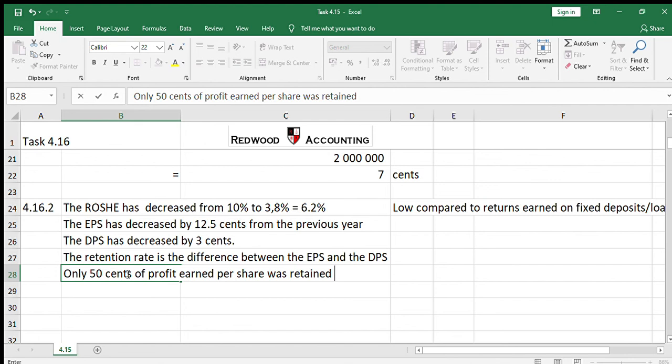So this doesn't bode well for the future as well. That means that the retained income is not as high as it was in the past, or they haven't retained enough. And you can look at the retained income balances. We started off the year with 170,000 and we're ending off with 180,000. So it's only another 10,000 rand that was added on there.